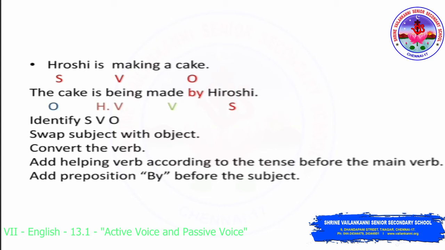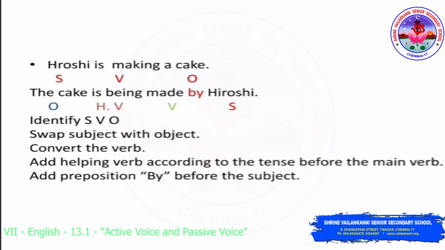First, you have to identify subject, verb and object. What is the subject here? Hiroshi. What is the verb? Making. What is the object? Cake. Next, swap subject with object. Hiroshi will go at the last of the sentence, and then what is the object here? A cake. So, a cake will be converted into the cake. So, the cake and Hiroshi.